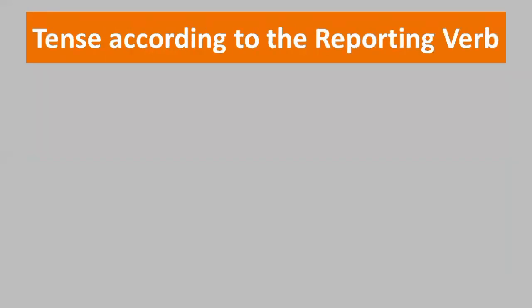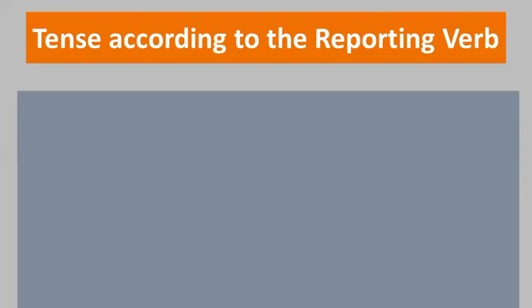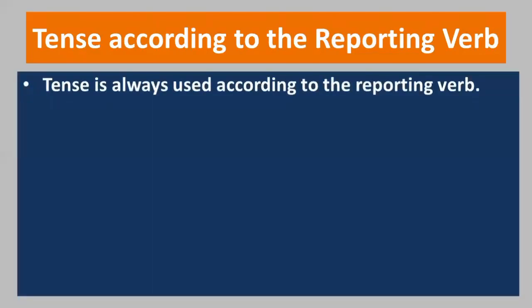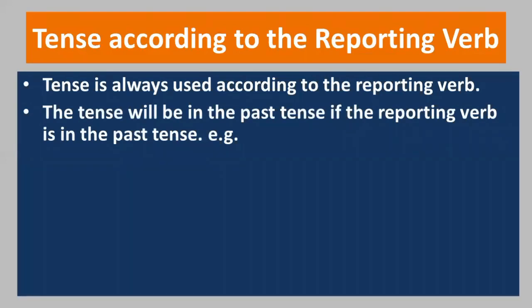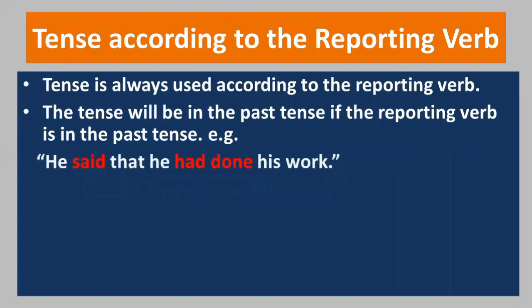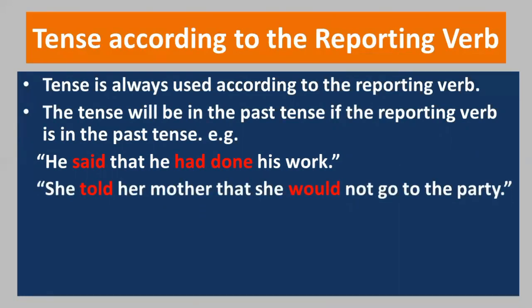Next is tense according to the reporting verb. Tense is always used according to the reporting verb, and I have explained this thing in detail in my video regarding direct and indirect speech. The tense will be in the past tense if the reporting verb is in the past tense. For example, he said that he had done his work. She told her mother that she would not go to the party.